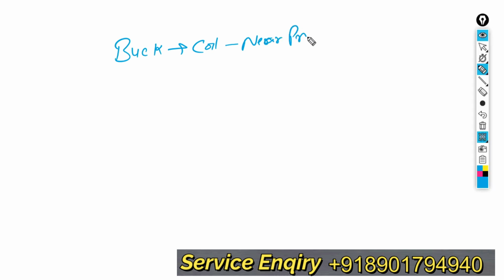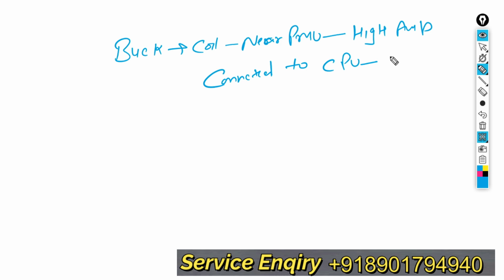Like your buck inductors or coils near the PMU, they are used for high ampere. Mostly buck lines are connected to the CPU to give power to the CPU.